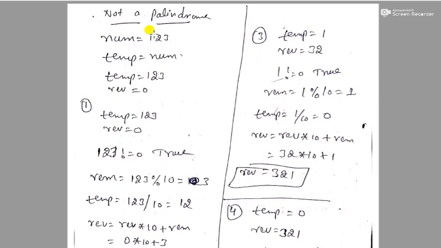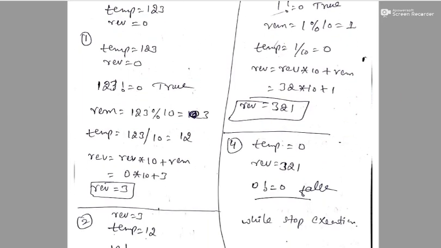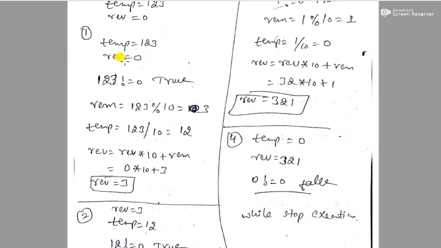Now I take the number as 1 2 3. After reversing this 1 2 3, what do we get? We get the output as 3 2 1. So see the tracing. The number we assigned to temp is 1 2 3, and reverse is equal to 0. So in the first iteration, temp is equal to 1 2 3, reverse is equal to 0. First we have to check that temp not equal to 0. So 1 2 3 not equal to 0, condition true. Then you have to find the remainder. Remainder is what? 1 2 3 modulus 10 is what?